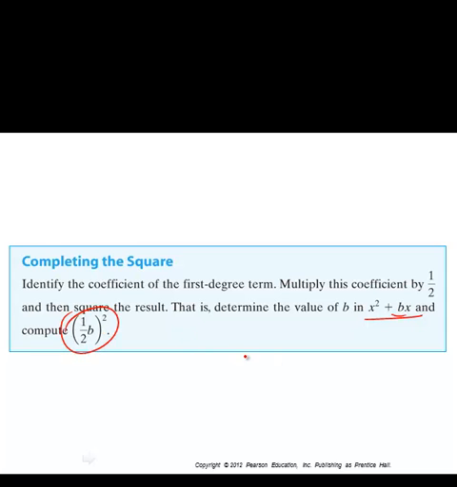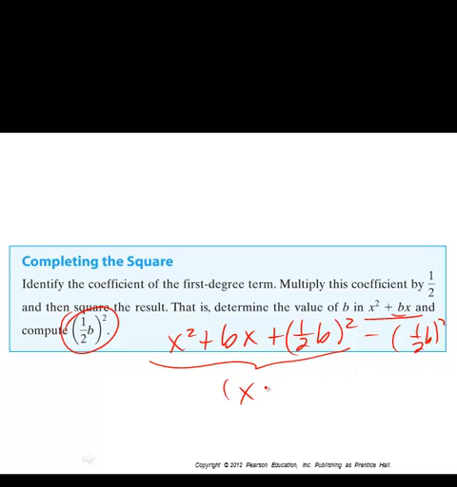And the reason for that, let's just go ahead and write x squared plus bx here. Now when we write where we are adding 1/2 b squared and then subtracting it, to keep it balanced, then this right here will be the perfect square of x plus 1/2 b.